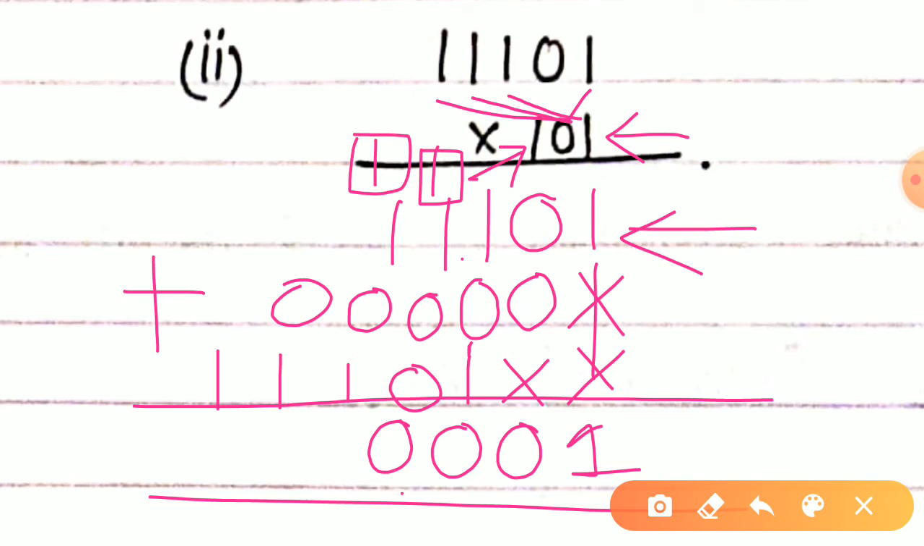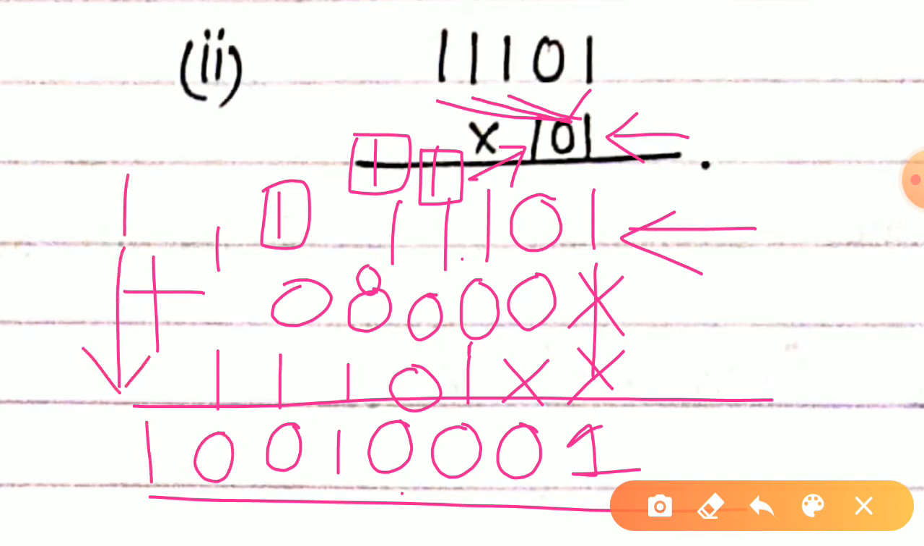Now see over here, 1 plus 1 is 0 with a carry 1 over here, and 0 plus 1 is 1. Now 1 plus 1 is 0 with a carry 1 over here also. 1 plus 1 is 0 again with a carry, and this 1 will be dragged downwards. So this is your solution for the second example, right?